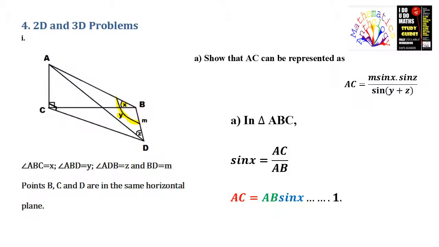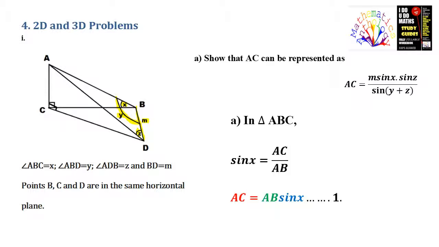Angle ADB is equal to Z, the one down here. And BD is equal to M. So side BD here is equal to the letter M. Points B, C, and D are in the same horizontal plane. So show that AC can be represented as AC is equal to M sine X sine Z all over sine of Y plus Z. So let's do that.